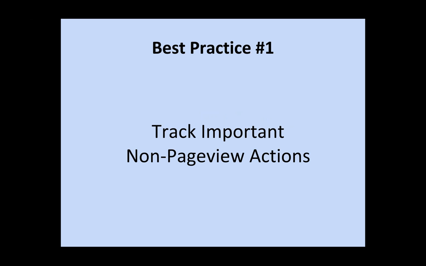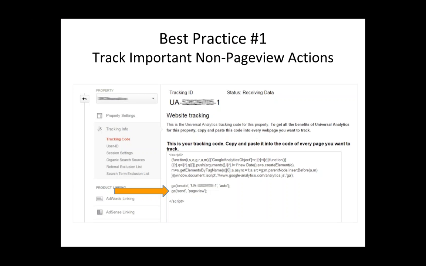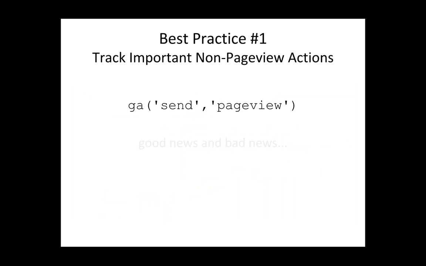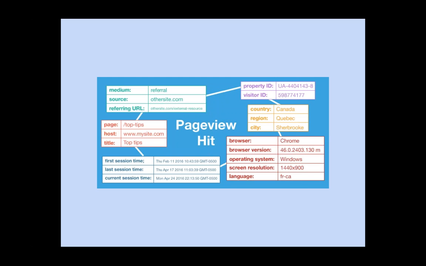So best practice number one, track non-page-view interactions. And we saw this in a previous webinar. By default, Google Analytics will only track a page view. So we see that in the basic tracking code, ga send pageview. What that means is good news and bad news. Good news is that there is a lot of data that's tracked by default in Google Analytics.